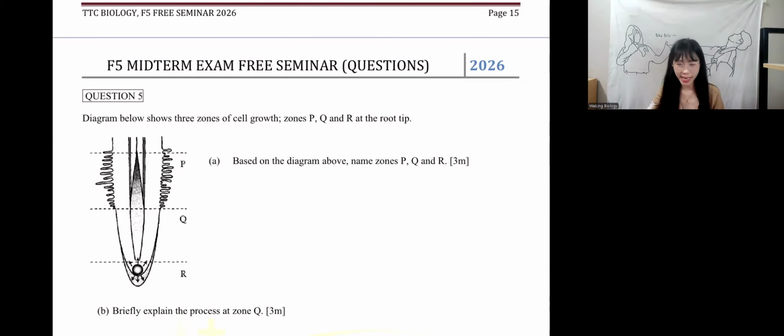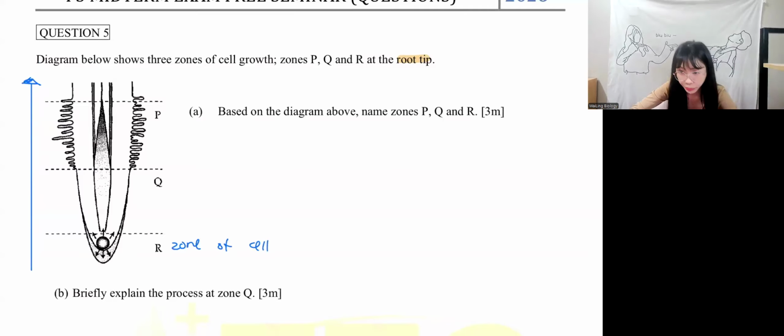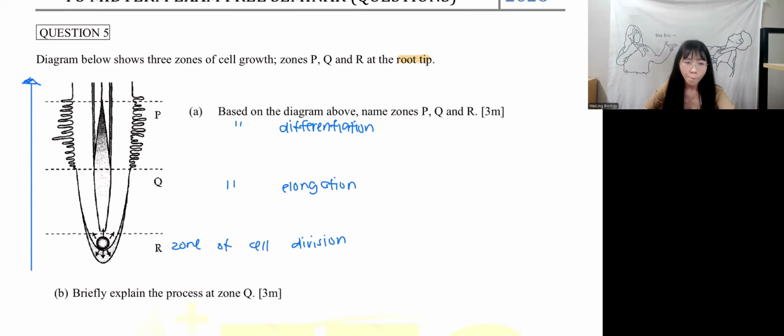So R is your first zone. First zone is called zone of cell division, very good. Q is your second zone. Second zone is called zone of cell elongation. The third zone is called zone of cell differentiation, correct? So we have 3 zones in total. Division, elongation, differentiation, DED.